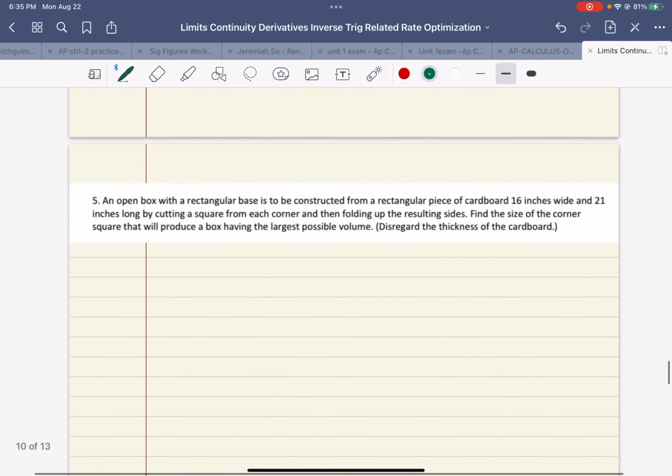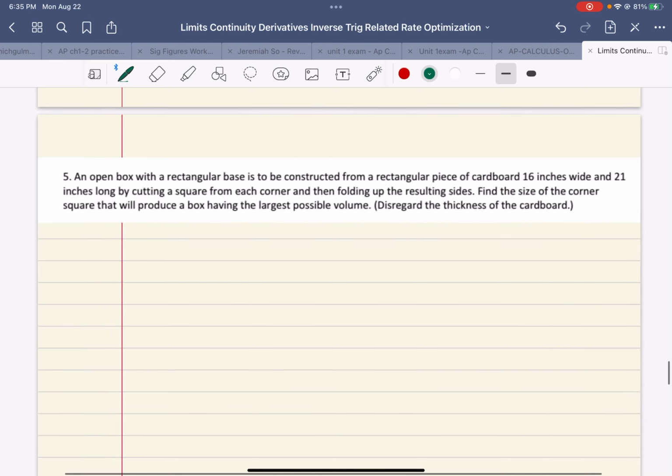Now let's move on to number 5. An open box with a rectangular base is to be constructed from a rectangular piece of cardboard 16 inches wide and 21 inches long, by cutting a square from each corner and then folding up the resulting sides. Find the size of the corner square that will produce a box having the largest possible volume.